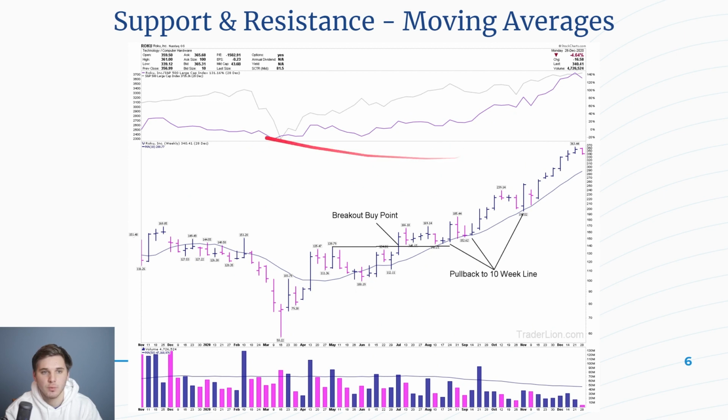And moving on, we've got another example, Roku in 2020, finding support at the 10-week, which is often a point of institutional support. You can see we have the key breakout and a drift sideways back into the 10-week, rally up, move down tight against this key moving average. And another thing to keep in mind is the price action as the stock moves back into that key moving average. We'll talk about that extensively later, but you want to see a drift down on lower volume, not sharp declines on high volume back into it.